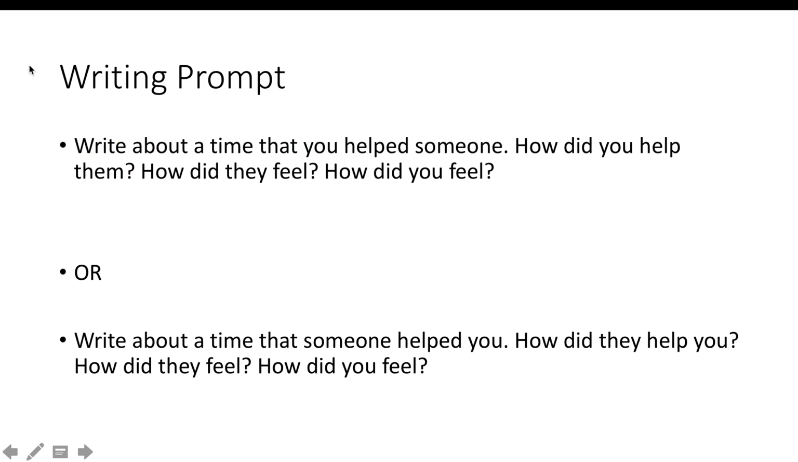Okay, you have two options. Either write about a time that you helped someone. How did you help them? How did they feel, and how did you feel? Or write about a time that someone helped you. How did they help you? How did they feel, and how did you feel? If you'd like to write both of these, I would love to hear about both of these.